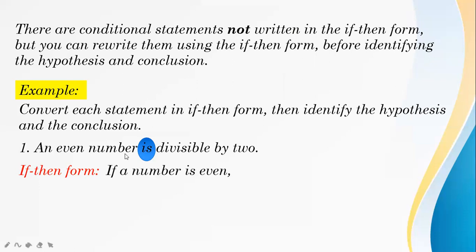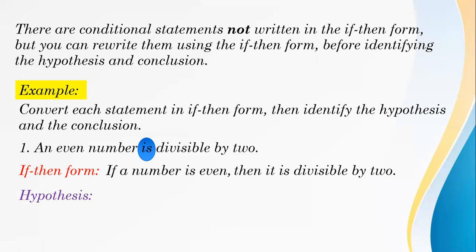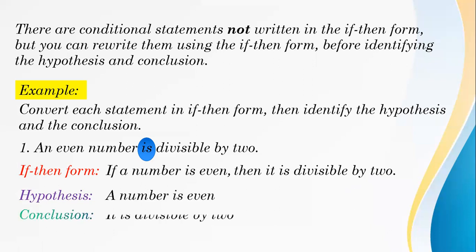Therefore, if-then form, if a number is even, then it is divisible by 2. We use it because we are talking about a number. So therefore, this will be your if-then form. If a number is even, then it is divisible by 2. So your hypothesis, a number is even. The conclusion, it is divisible by 2.